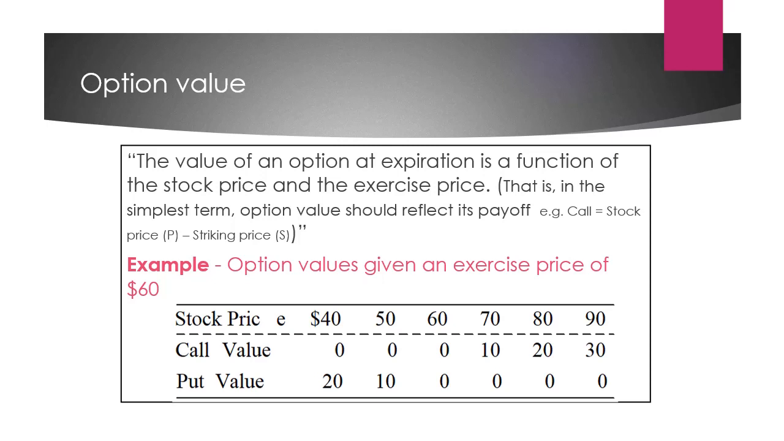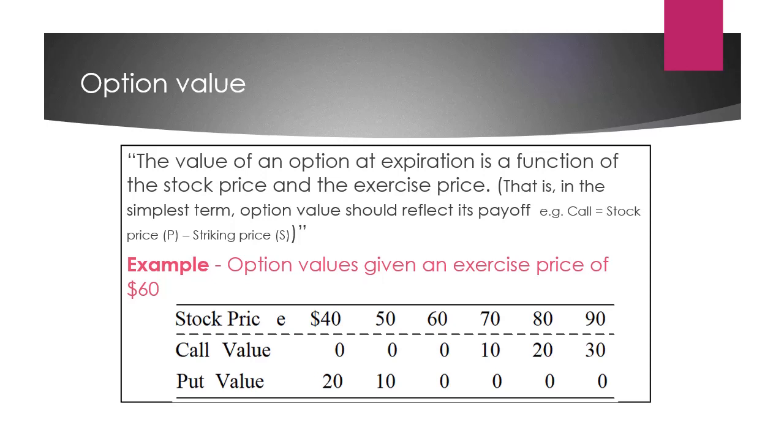In the money means, for a call, the stock price minus the exercise price is greater than 0. For the put option, when the exercise price minus the stock price is greater than 0, then we are in the money. Whereas we are out of the money when, for a call, the stock price minus the exercise price is less than 0. For the put option, when the exercise price minus the stock price is less than 0, then we are out of the money. However, we are at the money when the strike price or exercise price equals the stock price.